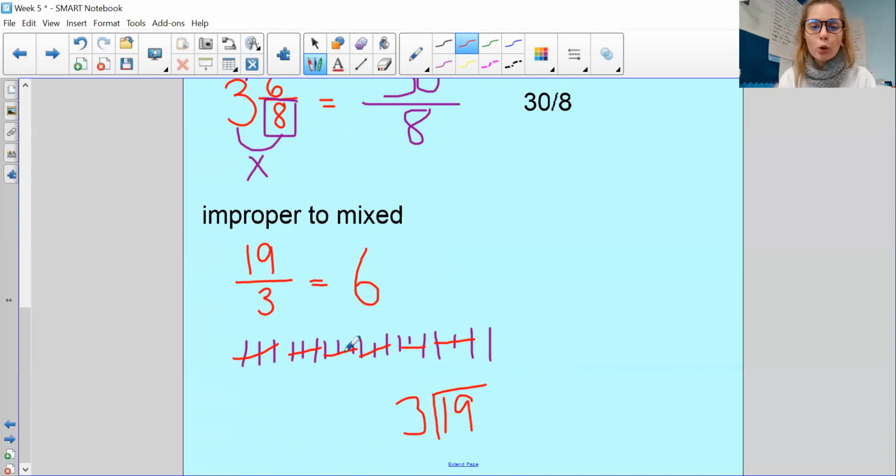You have 6 whole groups. What are you left with? You are left with 1. And remember to put the bottom number the same.